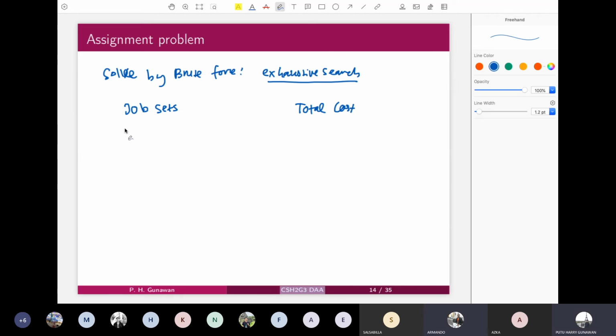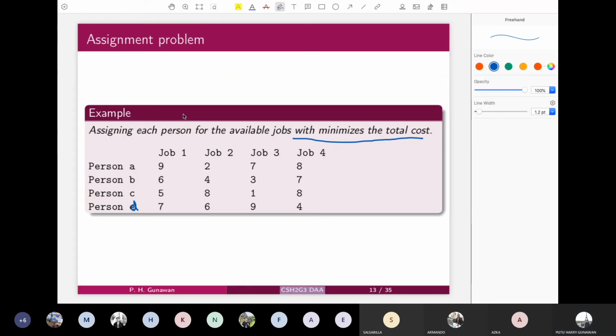So then you will generate all the possibilities of the job assignment. For instance, person A gets job 1, person B gets job 2, person C gets job 3 and person D gets job 4, for instance, right? So going back to the problem, it is 1, 2, 3, 4. So that means 9 plus 4 plus 1 plus 4.